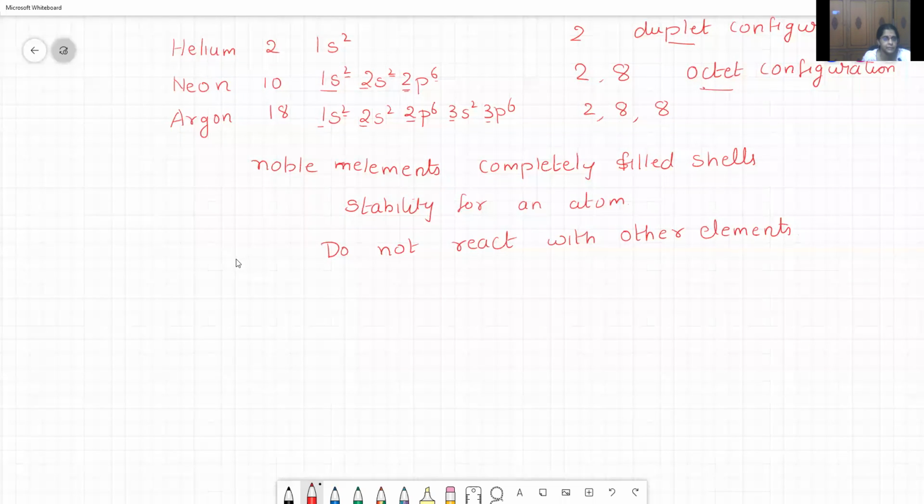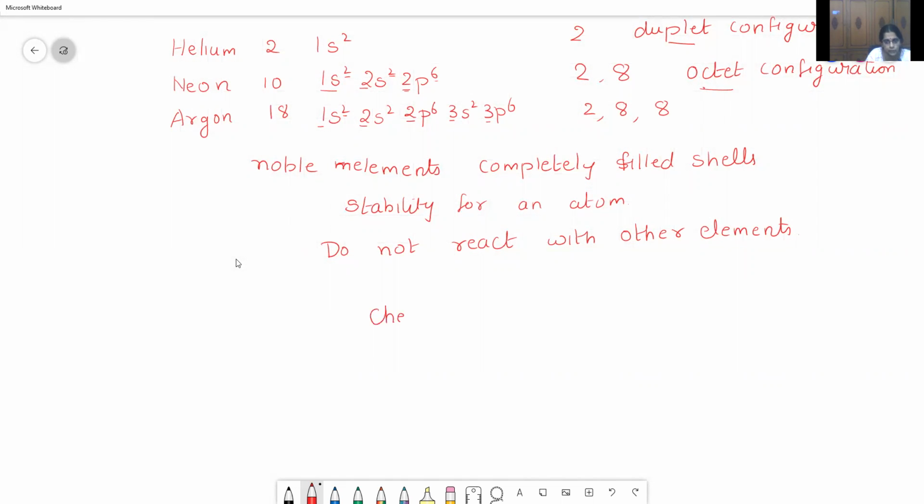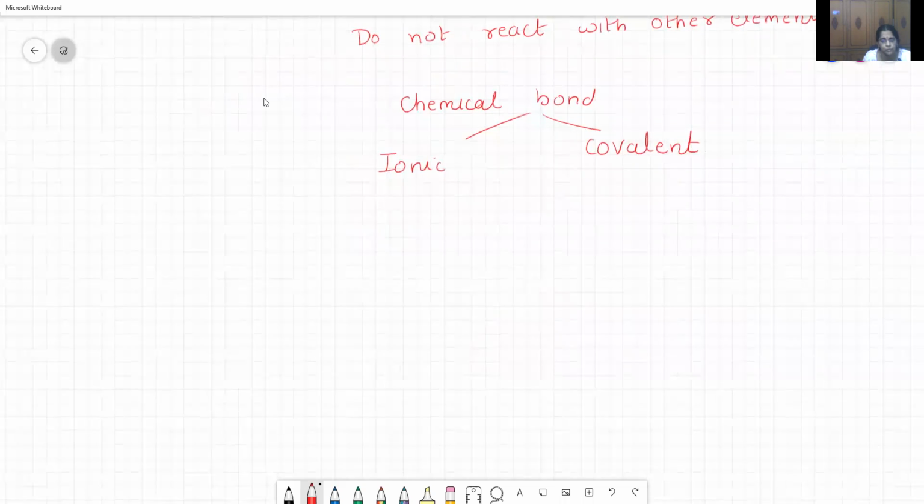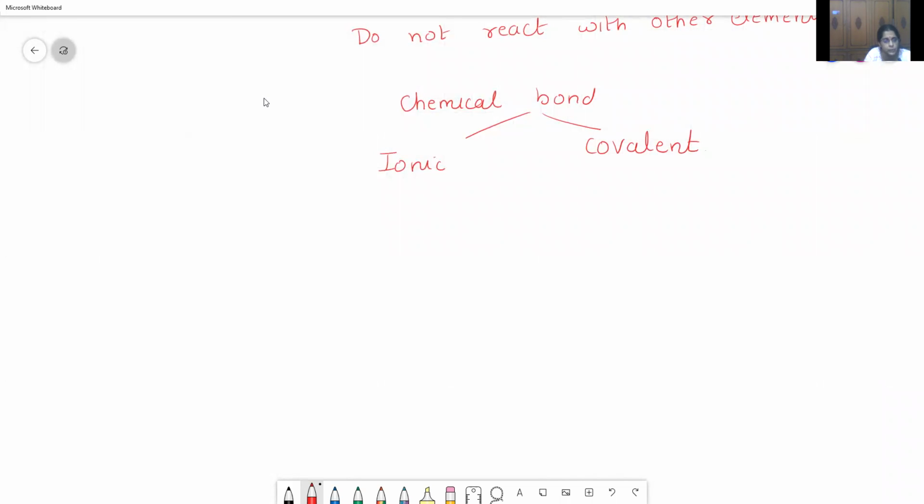So now this chemical bonding, we have 2 types actually. In chemical bonding, there are 2 types. One is ionic, another one is covalent. So let us study this one by one. So let us first go for ionic. So in ionic, what happens? Where does it take place?